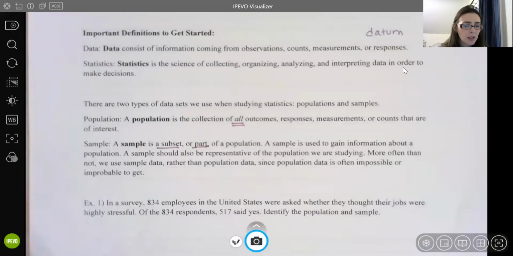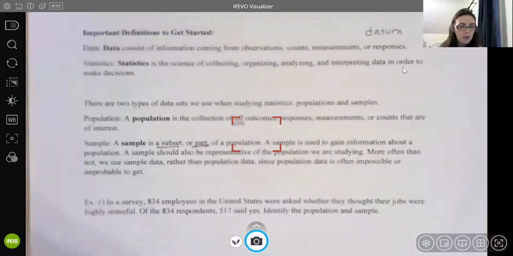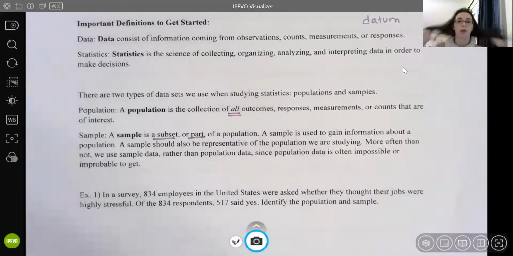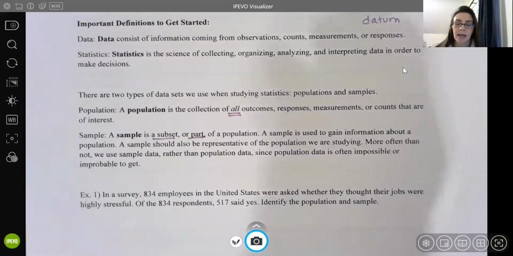And that's because population data is often impossible or improbable to get. So what does that mean? Think about if you're doing surveys, right? Even when I do my, let's say, class survey at the end of the semester, most students are used to filling out a class evaluation on their faculty member. Even then, it's very difficult to get every single student to respond. So let's say I had a class one semester of 25 students, and all 25 students actually responded to that survey, then I would have population data.